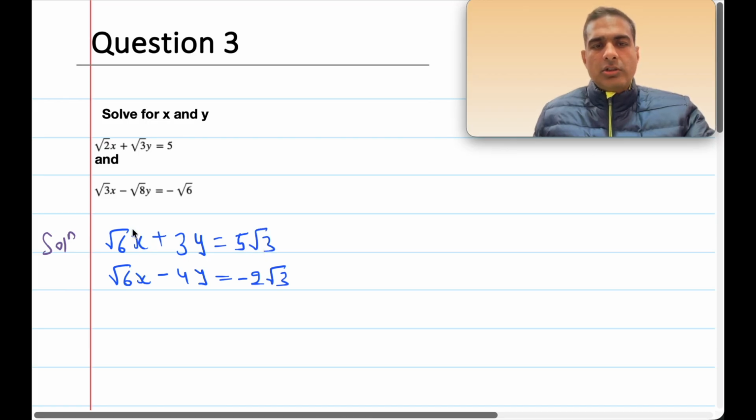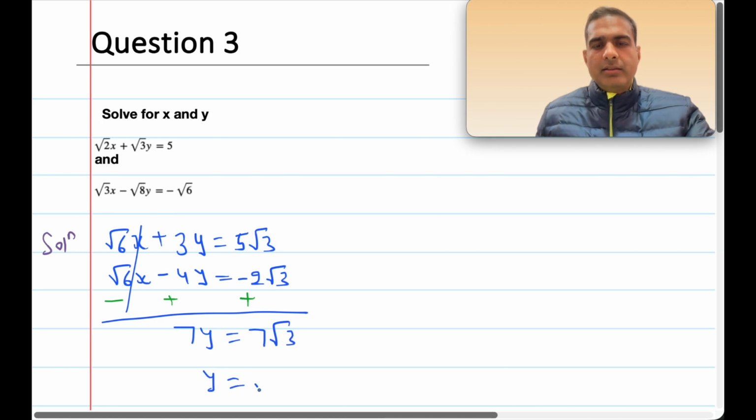Now the coefficient of x is the same in both and is of the same sign, so we need to subtract. So if we subtract, the signs will change. So let me change the sign. Now if we subtract, this will cancel out, and 3 plus 4 is 7y is equal to 5 plus 2 is 7 root 3. So if we divide by 7, we get y as root 3. So the value of y came out to be root 3.